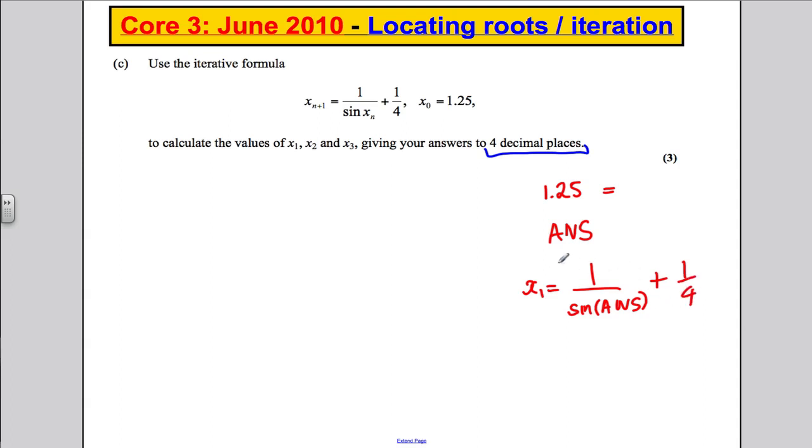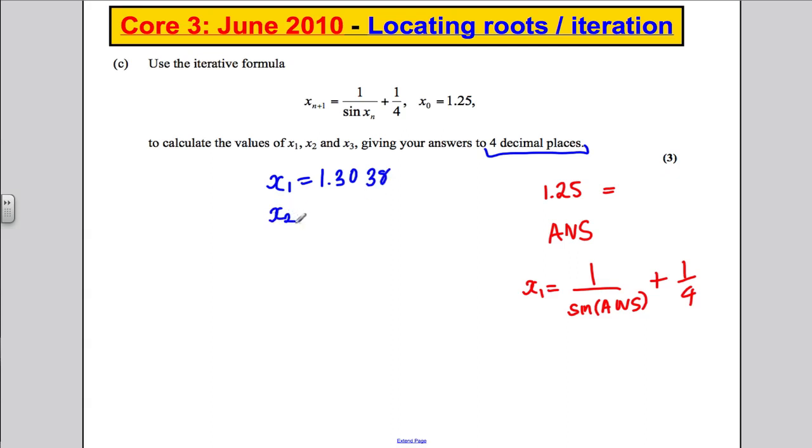Obviously making sure my calculator is in radians mode. So I would type in 1.25 equals, then I would type in 1 over sine of ans plus 1 over 4, hit equals, and that would tell me what x1 is. x1 by this method is 1.3038 to 4 dp even.